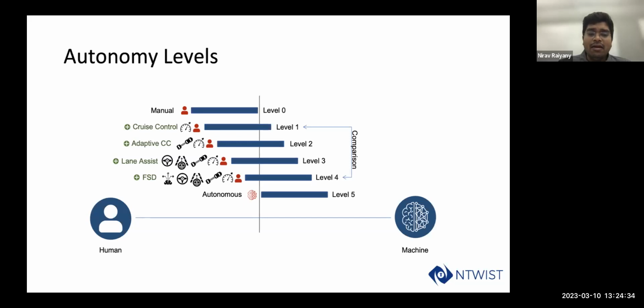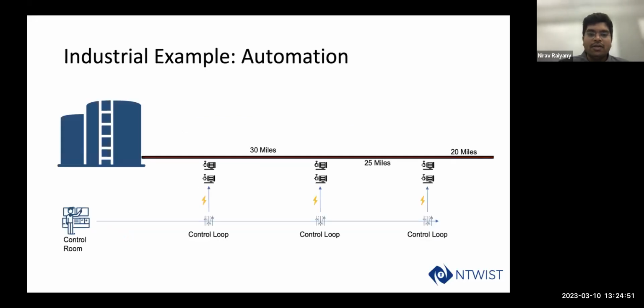So this was a simple example of a car, but what I would like to do now is use an example of an industrial setting to see how these things are different in industry. So let's take an example of a pump station that is operating using automation. So the goal of the pump station is to transfer certain amount of oil from point A to point B. And the way it does is by using the pump to push this oil down the line.